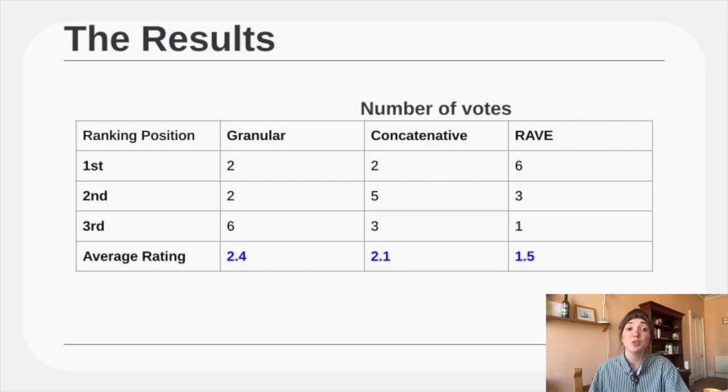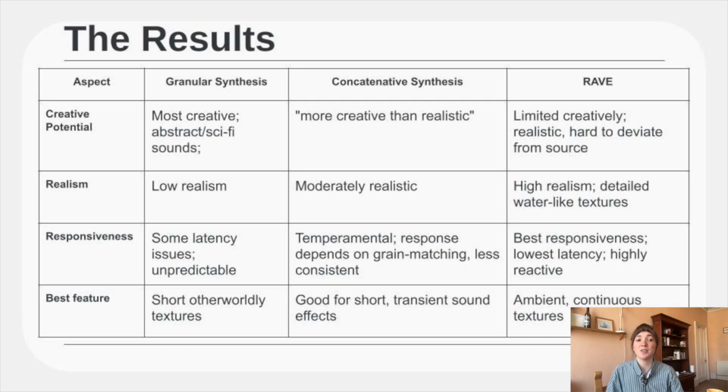Interestingly, while the Rave patch scored highest in the rankings, a closer look at the written responses suggests the picture's a bit more complicated. Creatively, the granular synthesizer offered the most potential. It created great, short, abstract sounds that the users felt would be good in a science fiction setting. However, they were not realistic and could be slightly too unpredictable. By contrast, Rave, while producing the most technically polished sounds, was often described as limiting creatively. It produced highly realistic water-like textures, but several users felt they couldn't stray from these sounds, and thus dulled their creative engagement. Concatenative synthesis fell somewhere in the middle, with users saying it was more creative than realistic.